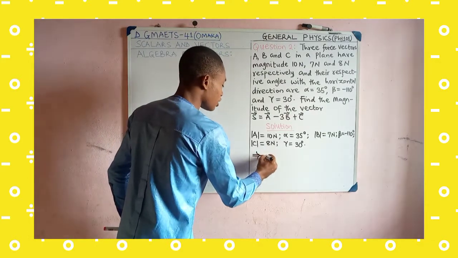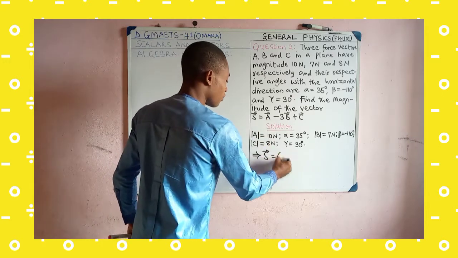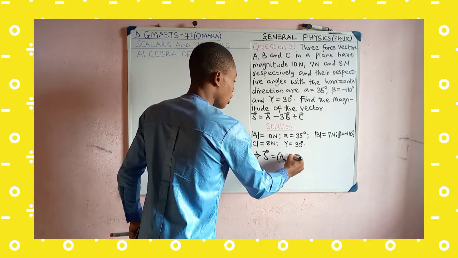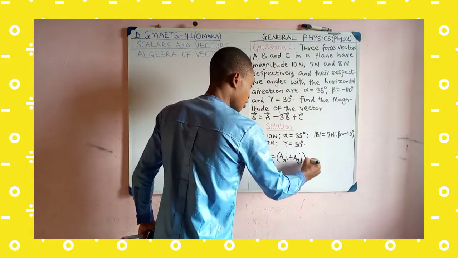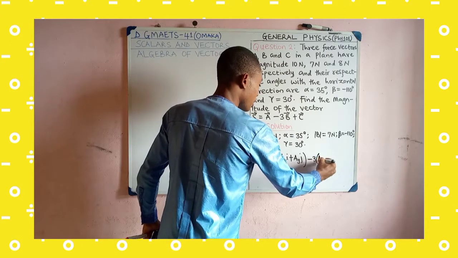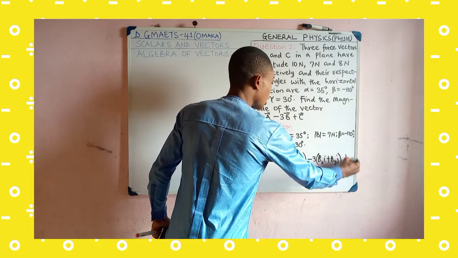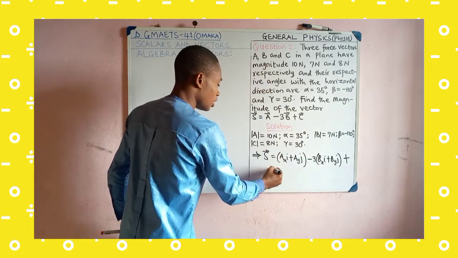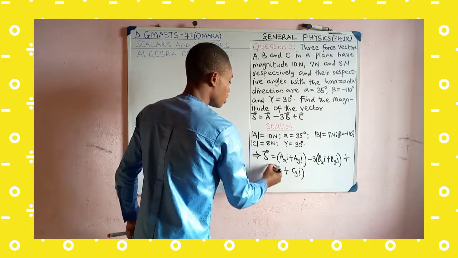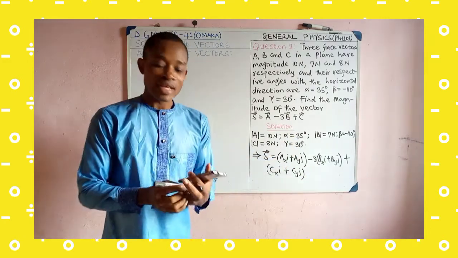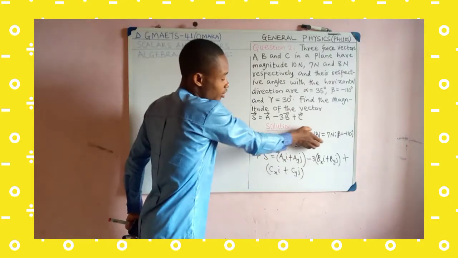So let me write. It implies that S, which is equal to A, will now give us something like Ax i plus Ay j. Is that okay? Then minus 3 open bracket Bx i plus By j. Then plus, we'll come to C, Cx i plus Cy j. So this is just what we need for this question. Get the rectangular coordinates, the Cartesian coordinates, from the polar coordinate values given to us.